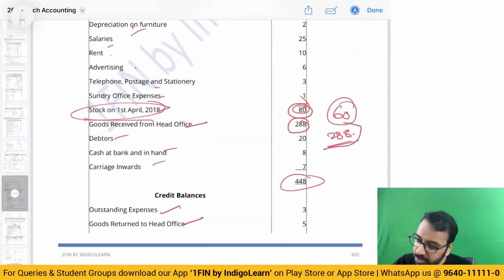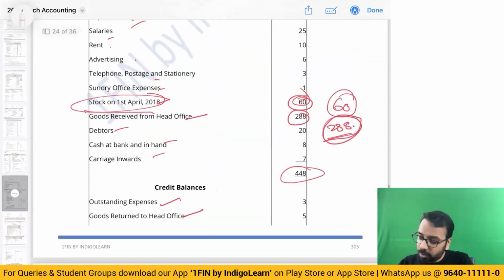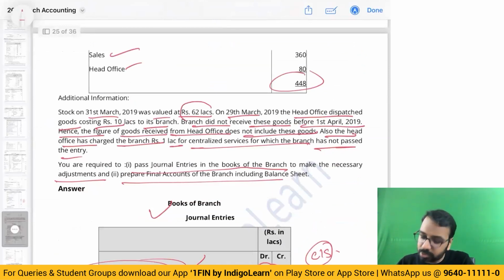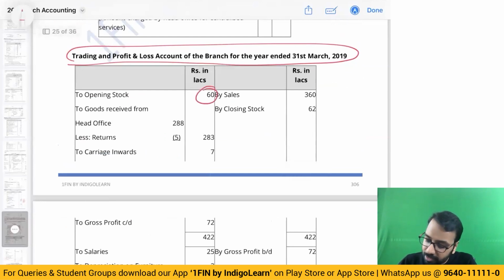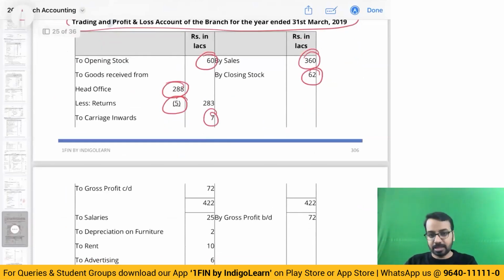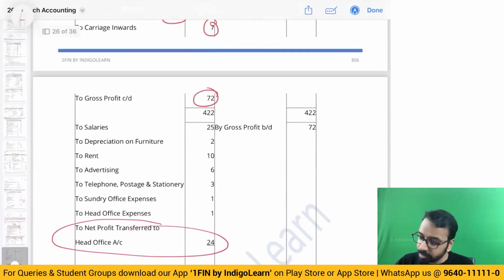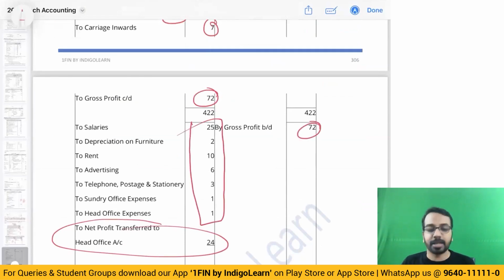If you include goods in transit here, then you have to include it in closing stock. If you don't include it, then you can directly take the closing stock of 62 lakhs. Both of them will give the same answer. So opening stock 60, goods sent by head office 288, sales, closing stock. Then there is a return, you will subtract that. Then there is a carriage inward as given in the question, 72. Then gross profit, and pass all the other related expenses.